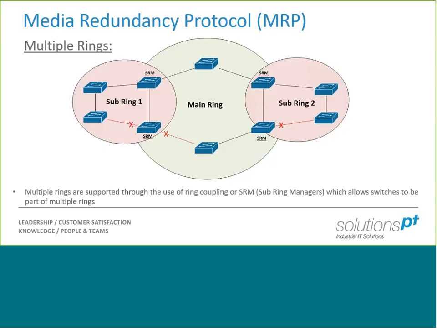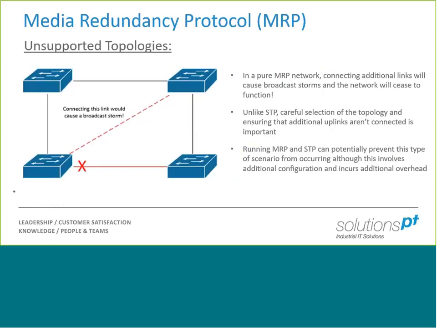So with that in mind, this topology we're about to see here, it loads. There we go. This topology here is unsupported. We can't do that. That will cause a broadcast storm. Now, the only way we can get around this is by running MRP as well as spanning tree at the same time. So we run MRP for our main ring, and then if we want additional levels of redundancy, we can also run spanning tree between these interconnected links.